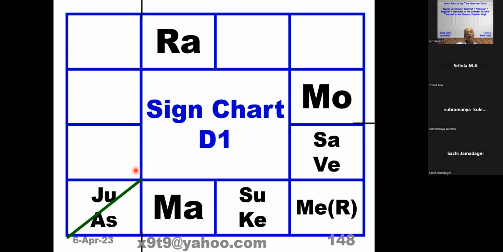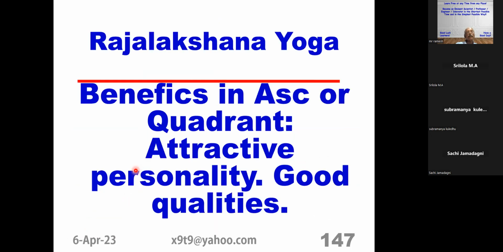He is benefic, and Mercury is also in a quadrant. He is in the 10th. He is also benefic. Therefore, Raja Lakshana Yoga is there. It means he will have an attractive personality and good qualities. Are you able to follow?